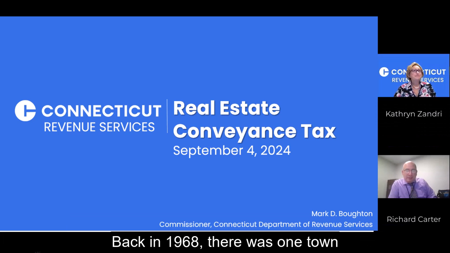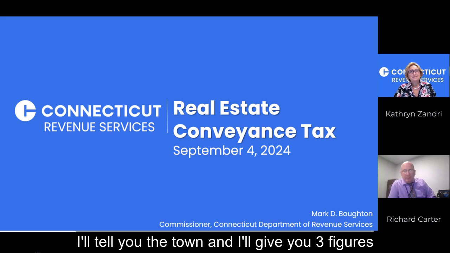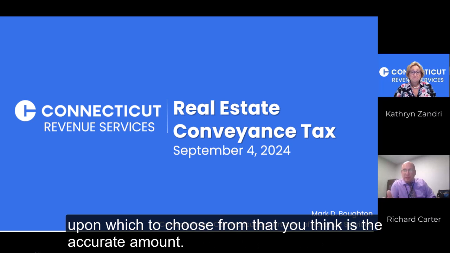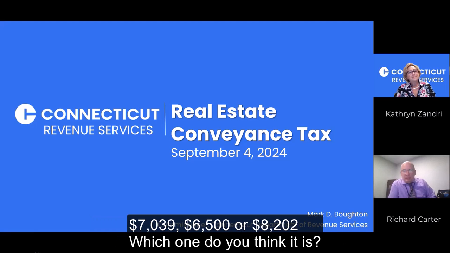Back in 1968, there was one town that took in the first 6 months of the real estate conveyance tax. I'll tell you the town, and I'll give you three figures to choose from that you think is the accurate amount. Now, the town of Torrington in the first 6 months of 1968 took in either $7,039, $6,500, or $8,202. Which one do you think it is?